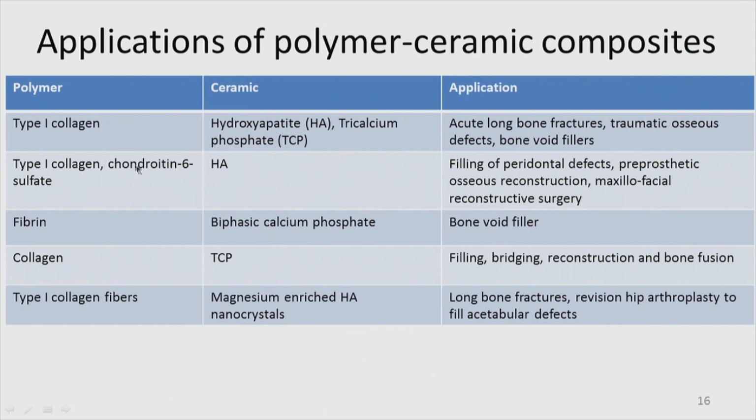Similarly, type 1 collagen or chondroitin 6 sulfate with hydroxyapatite. This is used in dental, periodontal defects, prosthetic osseous reconstruction, maxillofacial reconstructive surgery. After a trauma, for facial reconstruction, we can combine this type of composites. Fibrin biphasic calcium phosphate, again bone void filler. Collagen tricalcium phosphate: filling, bridging, reconstruction, okay, and bone fusion.